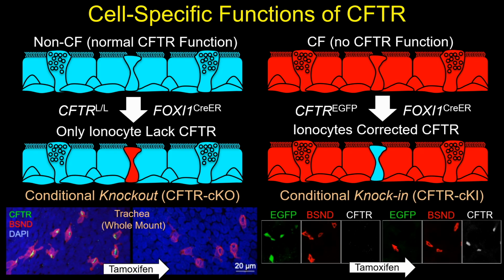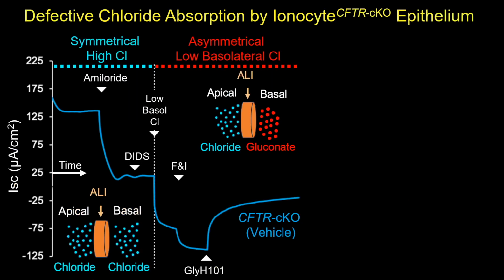And conceptually, the reverse is this knock-in model where EGFP is expressed in BSND-expressing ionocytes that don't express CFTR at homozygosity, and if one induces with tamoxifen, you lose EGFP and you induce CFTR. So this is some electrophysiologic data showing chloride absorption in air-liquid interface cultures from conditional knockout ALI proximal airway, starting in symmetrical chloride, shift to low chloride.